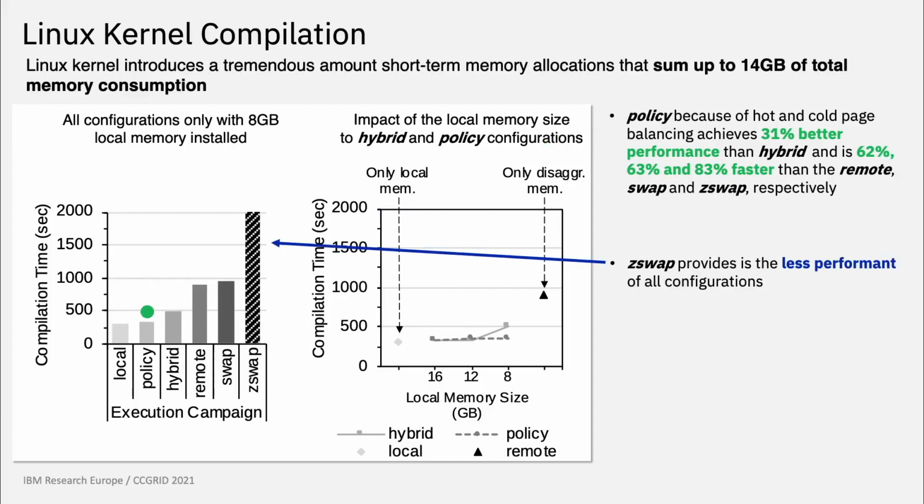Also, we observe that the Z-swap configuration is the least performant of all configurations. This is because of the aforementioned short-term allocations that the kernel compilation exhibits, which result in the Z-swap adding a considerable overhead before getting the page from the swap mechanism when the local memory is depleted.